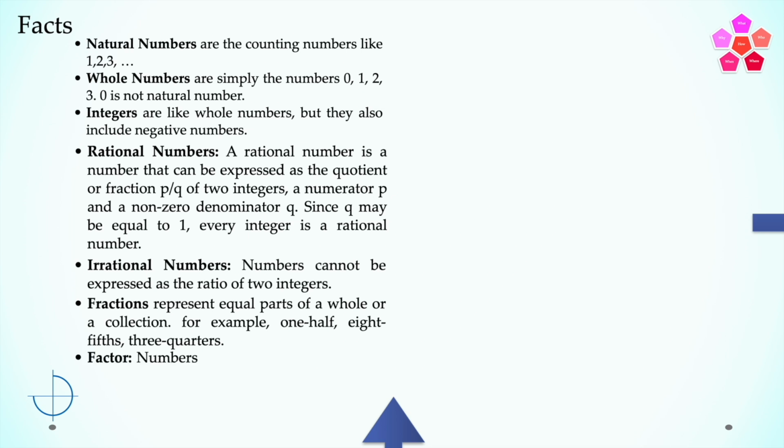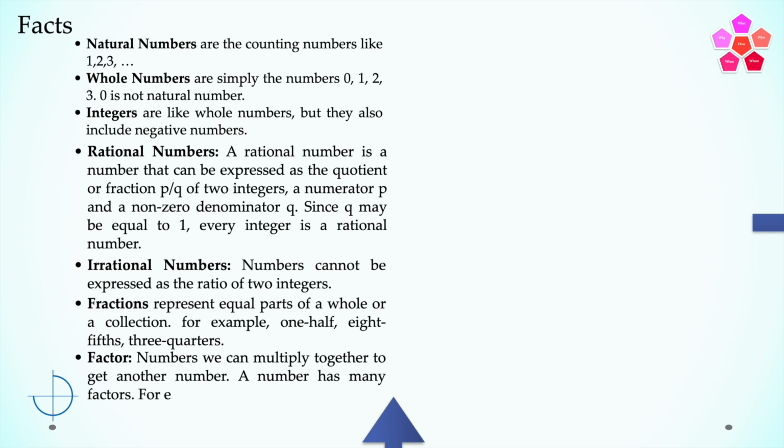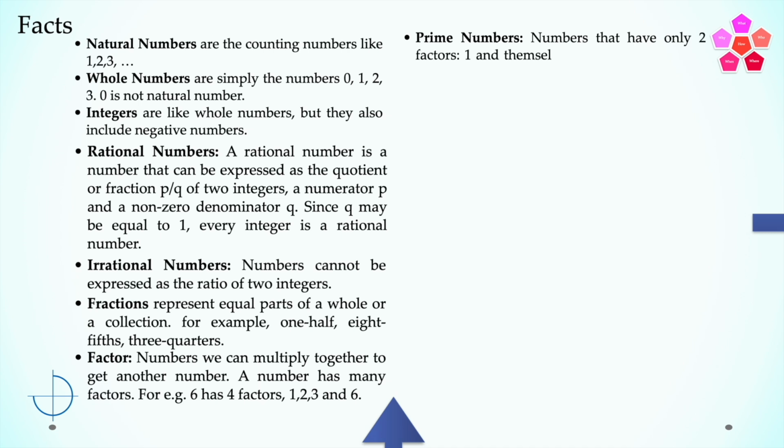Numbers we can multiply together to get another number form the factors. A number can have many factors. For example, 6 has 4 factors: 1, 2, 3, and 6. Prime numbers are numbers that have only two factors, 1 and themselves. For example, the first 5 prime numbers are 2, 3, 5, 7, and 11. Remember, 1 is not a prime number.